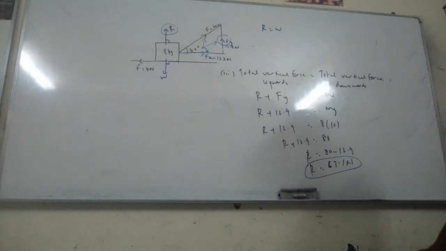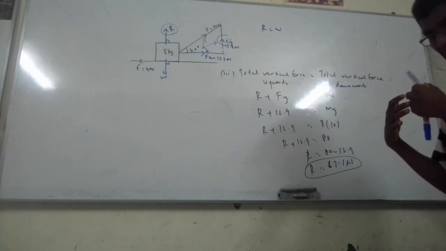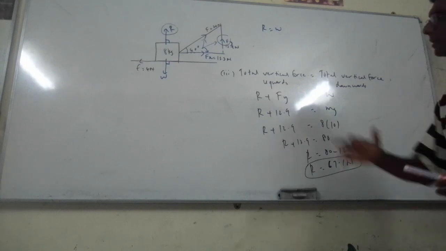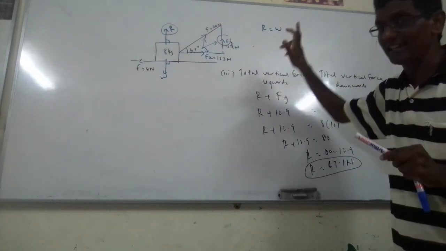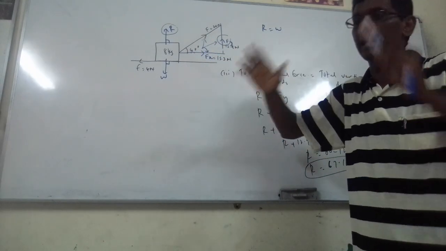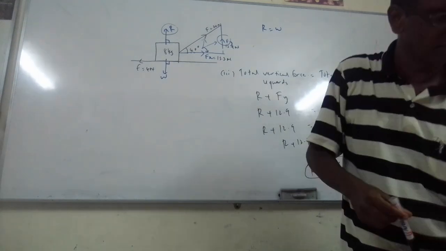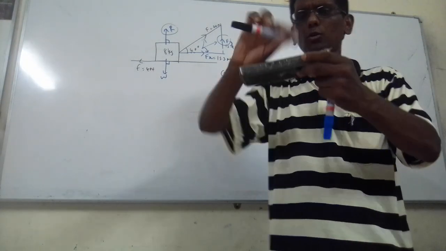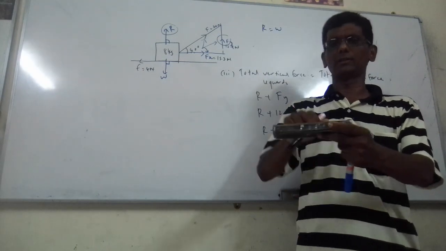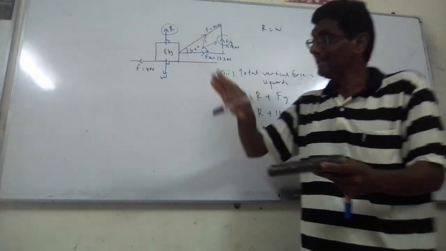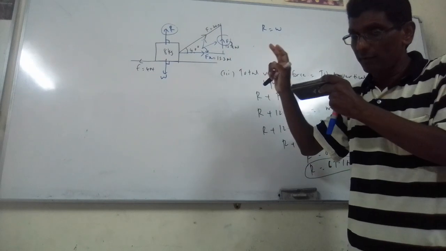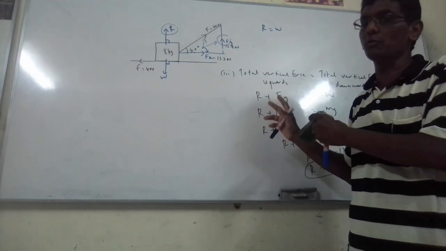Okay, I will tell you again, R and W are equal only when there is no other extra force acting upon the object. Only weight, weight equals R. If there's no extra force, the R and the weight are equal. But in this case, there's an extra force acting upon the object, so we have to use this method.